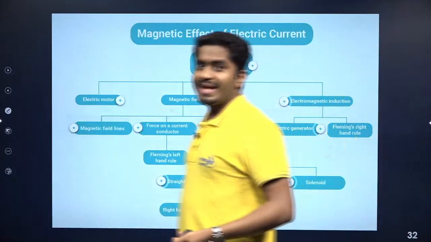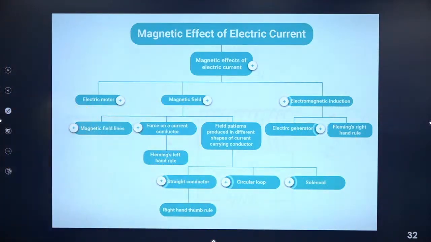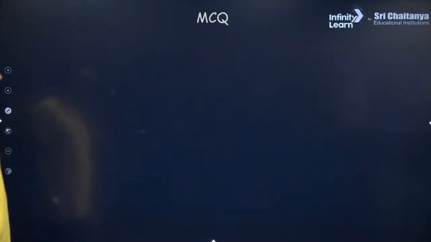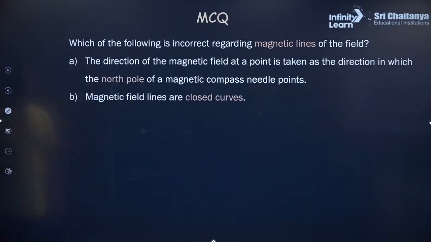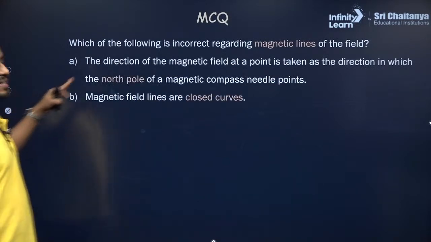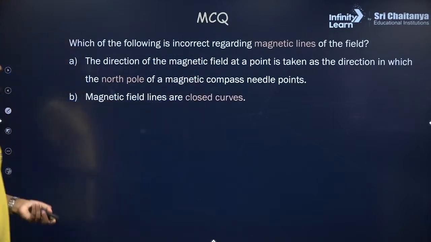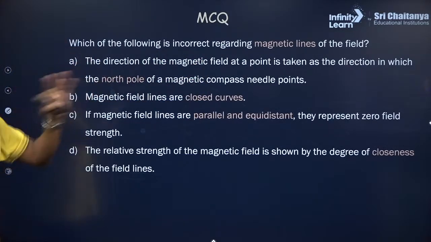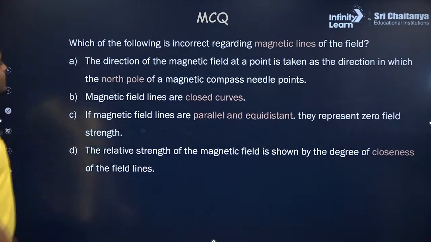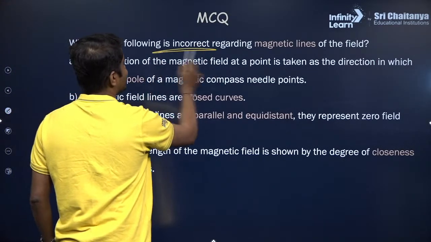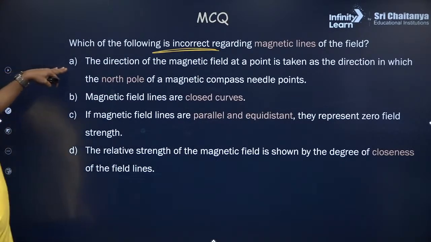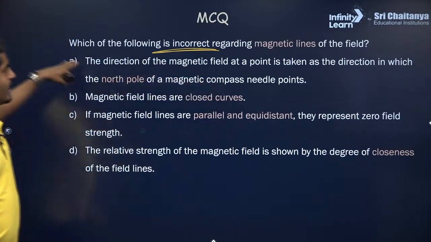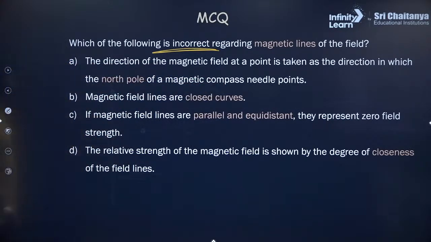Okay, so now the next topic, that is magnetic effect of electric current. And let's see what we have. First question, which of the following is incorrect regarding the magnetic lines of the field or magnetic field lines? So there are 4 options. You want to tell me which one is incorrect. Is it the first one, direction of the magnetic field? Okay, solve it, tell me the answer. Okay, Sumit, thanks.